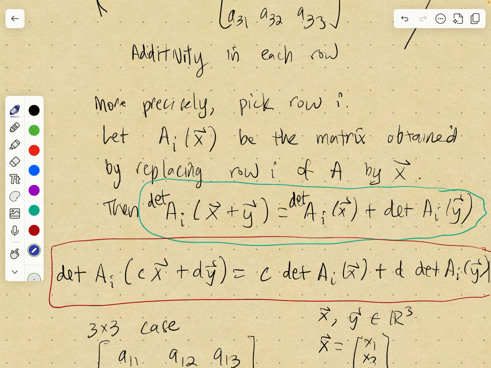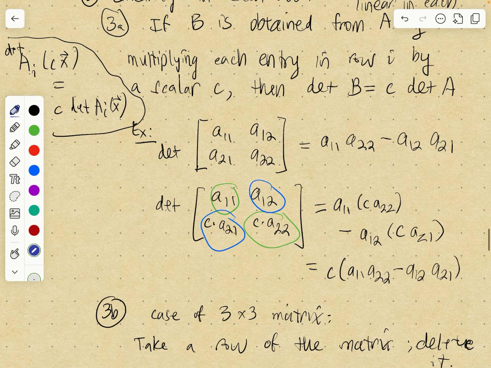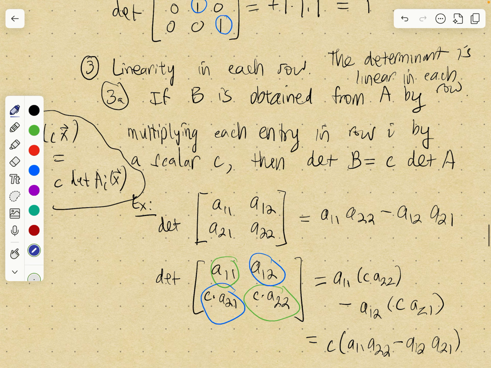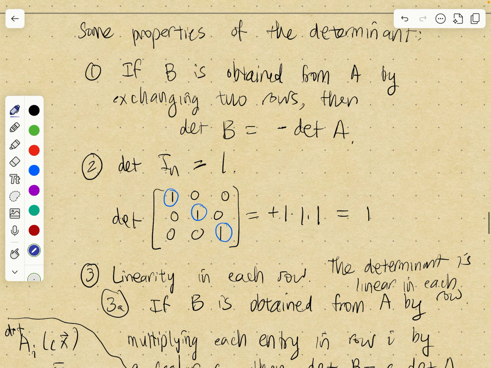And this property is probably the most important property of the determinant. This property 3, the linearity in each row. And it turns out that these are characterizing properties of the determinant. 1, 2, and 3 characterize the determinant, meaning that there's only one way to assign to each matrix a number that satisfies 1, 2, and 3, and that's the determinant.